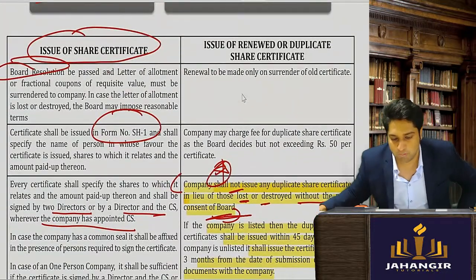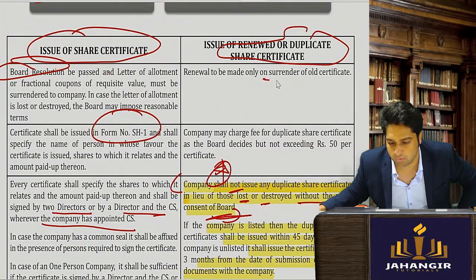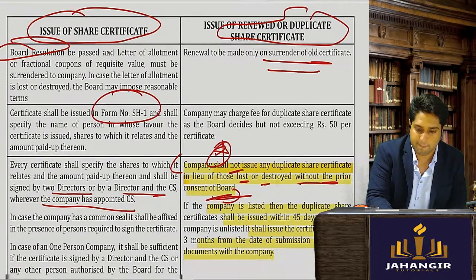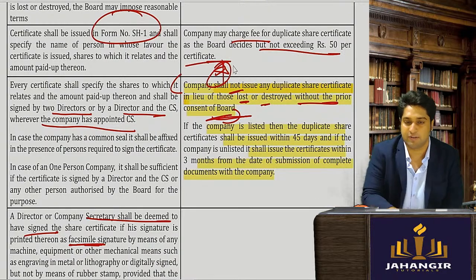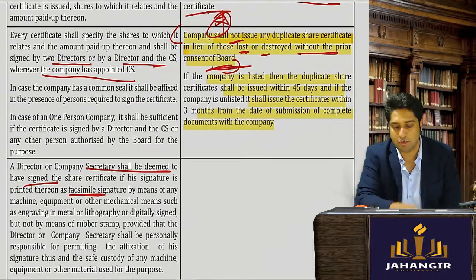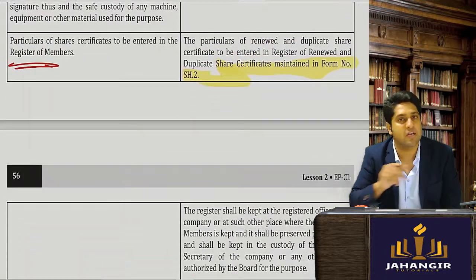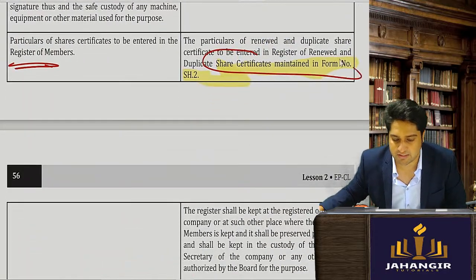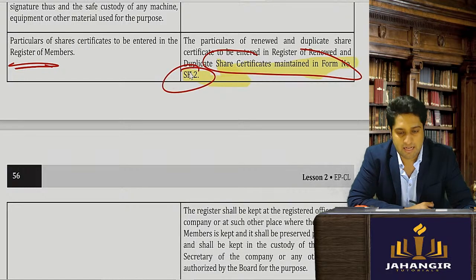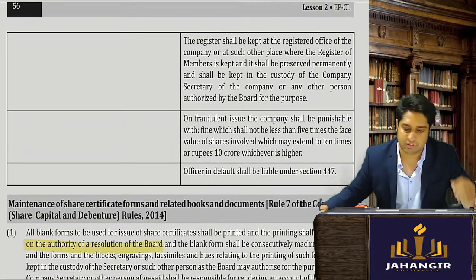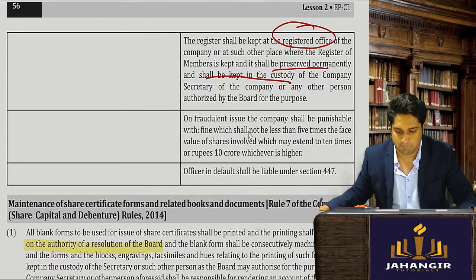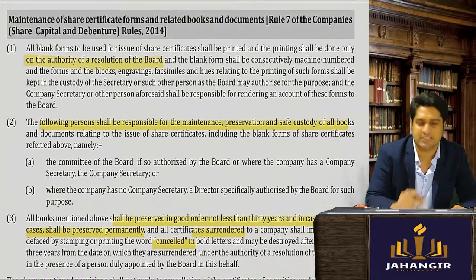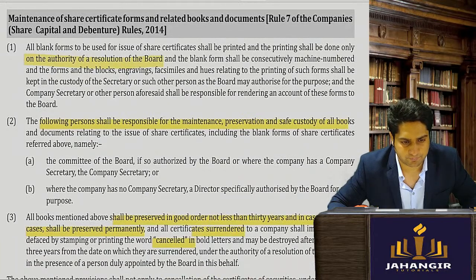For duplicate share certificates, it can be done only if you surrender the old certificates. A charge will be taken but not exceeding 50 per certificate. In case of lost and destroyed, you have to get a board resolution. And duplicate share certificates are maintained in SH2. The register shall be kept at the registered office of the company, and shall be preserved permanently by the company. Now coming to the next parts, not very important.